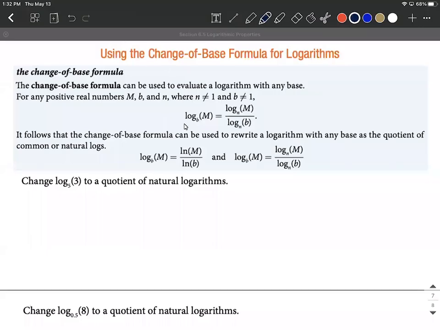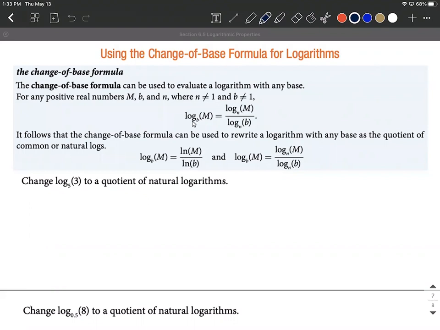Okay, the change of base formula for logarithmic expressions. We can use this formula basically to switch over to a logarithmic base that we can use our calculators for if we're looking for an approximation. So the typical ones are the common log or the natural log, log base 10 and ln or log base e, are the ones we typically are allowed to use on our calculators.